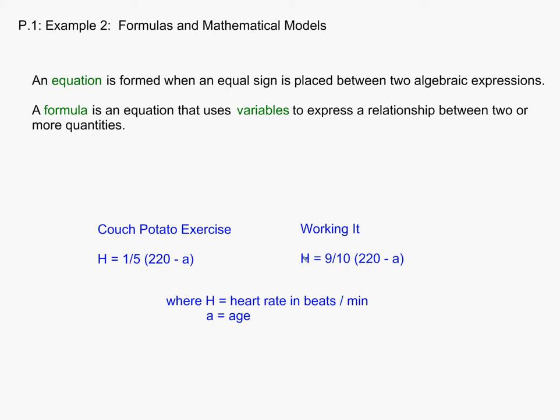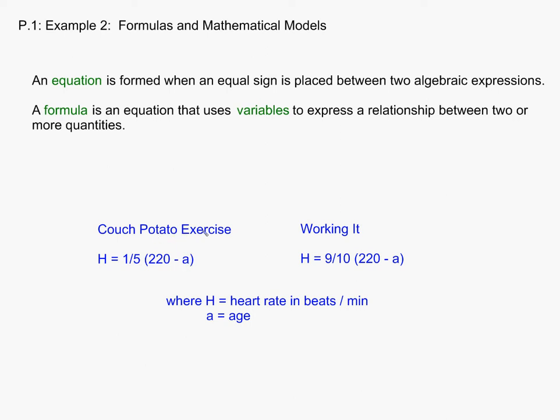And the same for the working it equation or formula. We have two algebraic expressions, again separated by an equal sign. And these are formulas, and what makes them formulas is that a formula is an equation that uses variables, and you can see I have variable h and variable a, to express a relationship between two or more quantities. So in the couch potato exercise and in working it, these formulas contain variable h, which represents the heart rate in beats per minute, and a is the age.